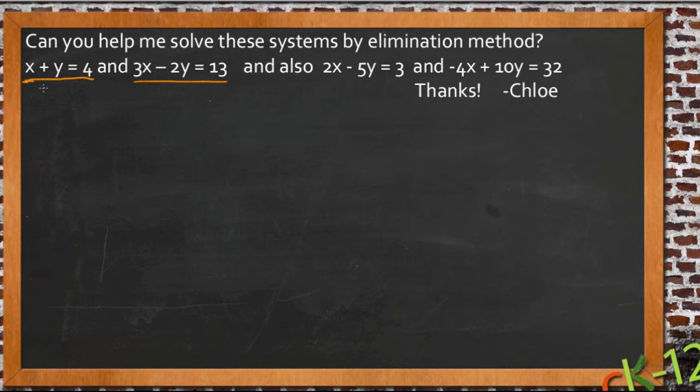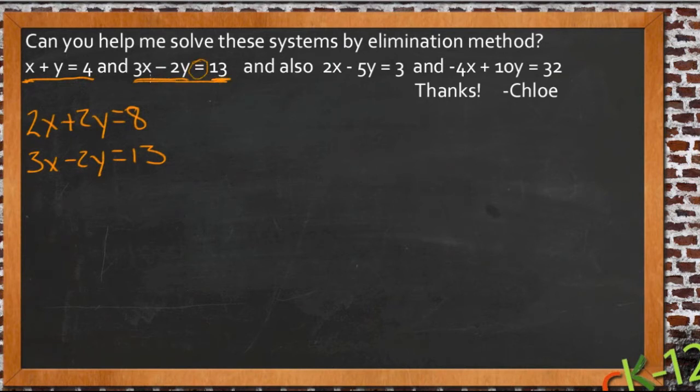Now of the two, I think it's probably easier to get the 2y, so let's just multiply this left-hand equation by positive 2. That would give us 2x plus 2y equals 8. Then we already have 3x minus 2y equals 13, so we can add that below. Now recognize that the reason I can do this is that 3x minus 2y is the same thing as 13.